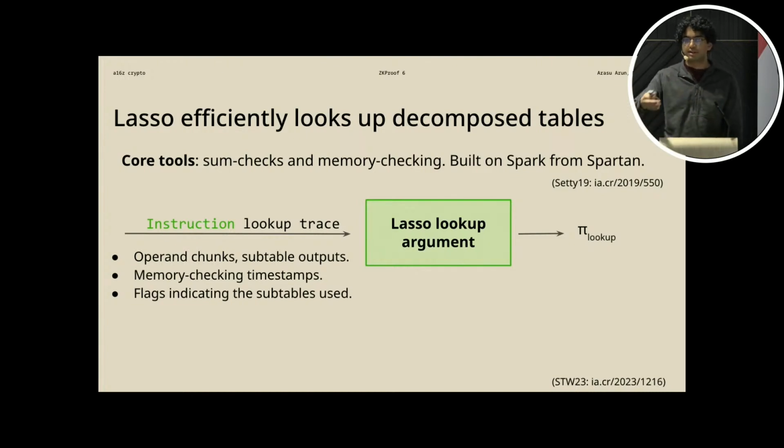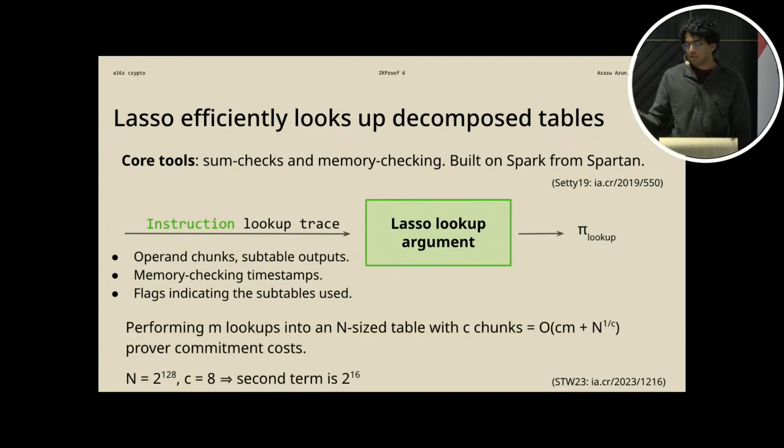We feed it to the Lasso algorithm, and it gives us a proof that all the lookups are actually consistent. Right? And just a quick note on the performance. It's linear in the number of lookups that you perform. And by adjusting the chunk size, even if the table is very large, you can make the prover very efficient.